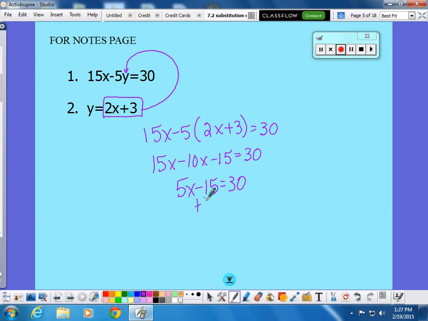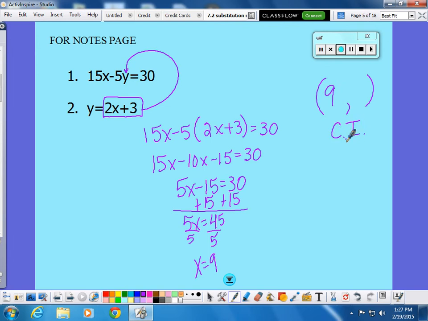Alright, I'm solving for x. Add 15 to both sides. 5 by 5. So x is 9. Now, since both variables did not cancel out, and I actually got a value for a variable, I got x is 9, then I know I have a consistent independent system.